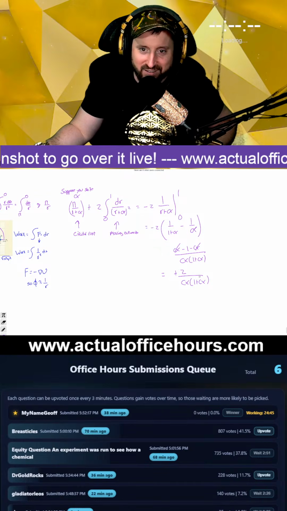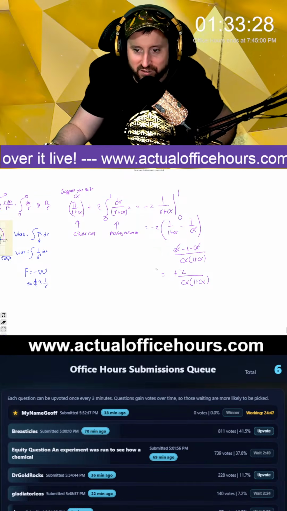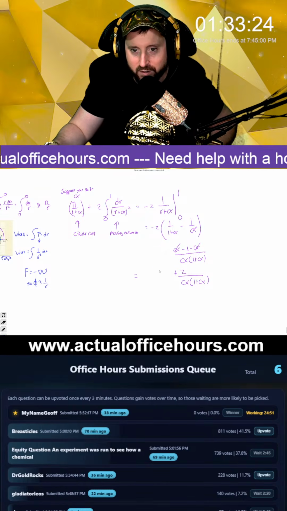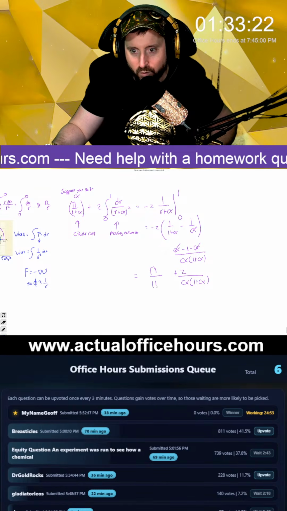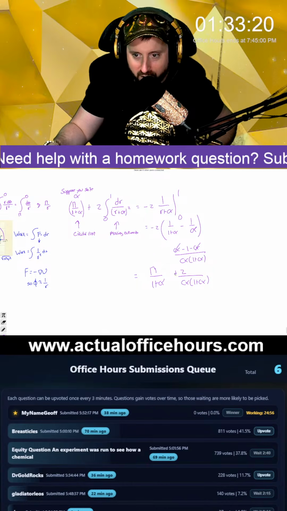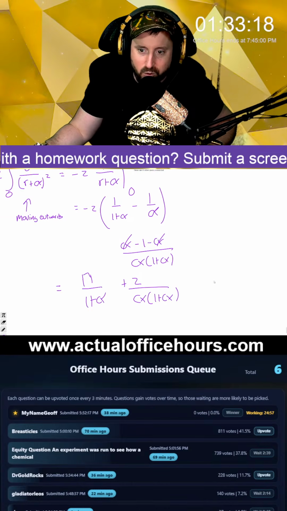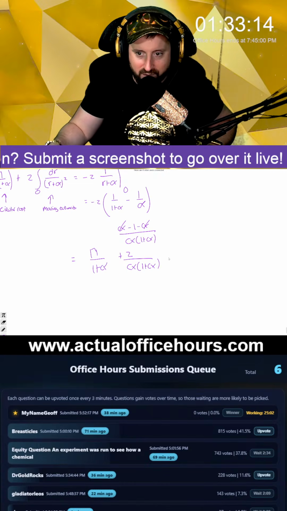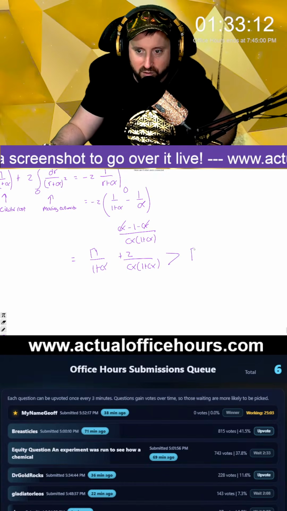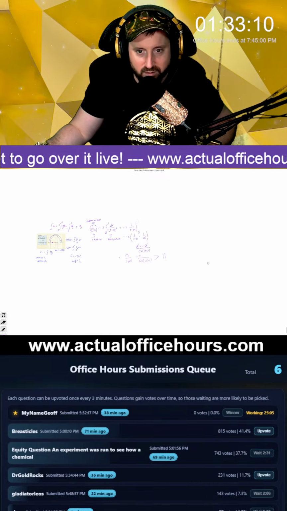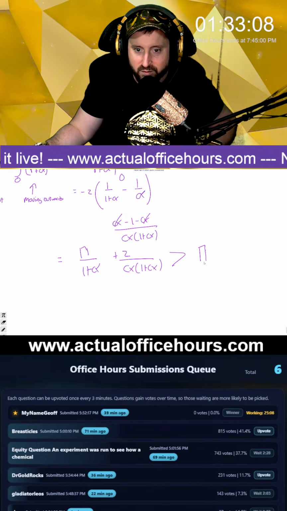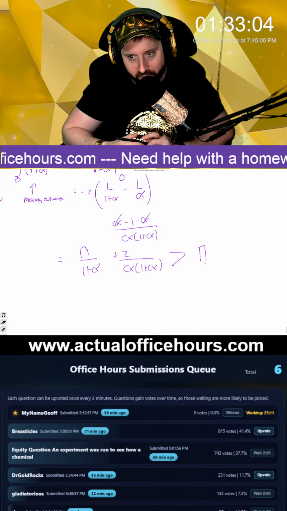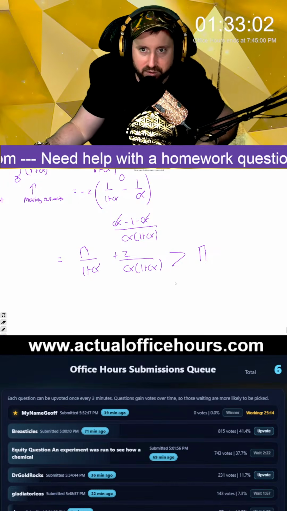Okay. All right. So then the question is, this is the cost if you move out by an amount alpha. It would be pi over 1 plus alpha plus 2 over alpha times 1 plus alpha. And then I think this is always greater than just pi. I guess we'd maybe need to take a derivative or something. Let me plot this on Desmos actually, I'm curious.